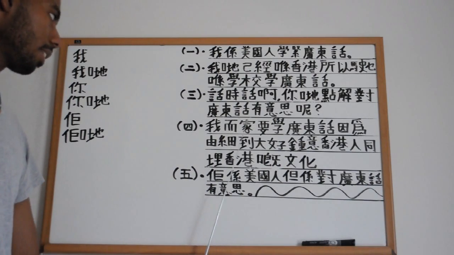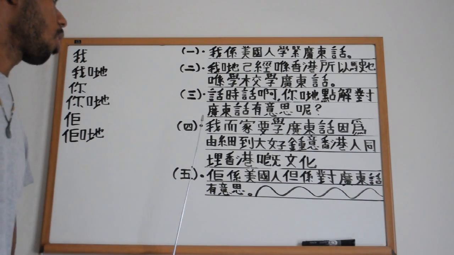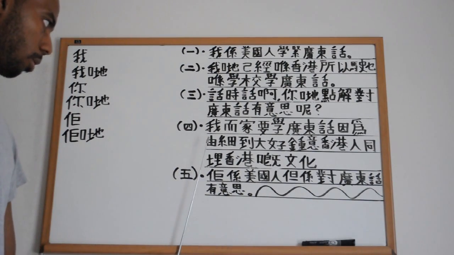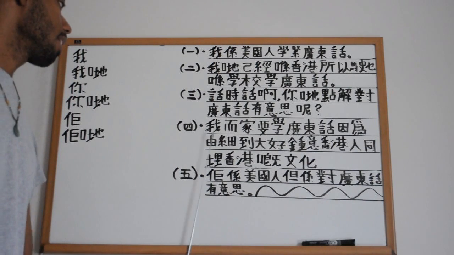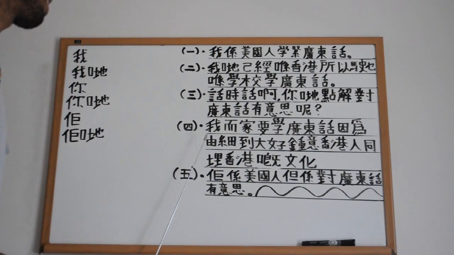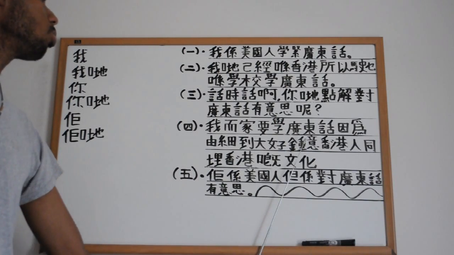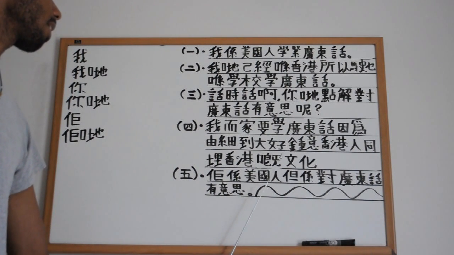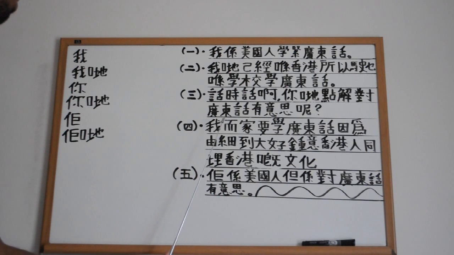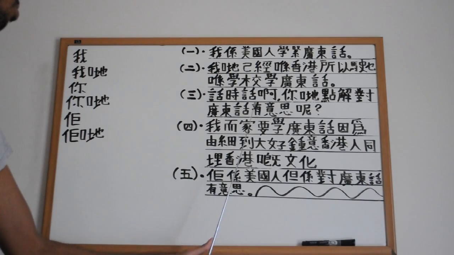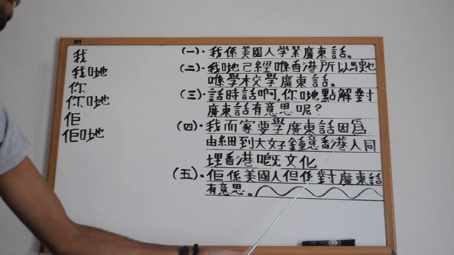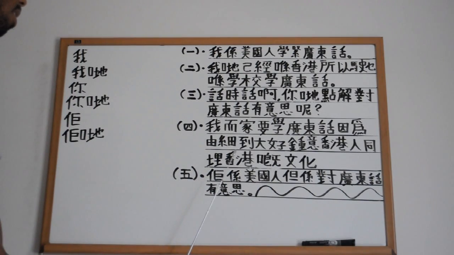我而家 sorry. 我而家要學廣東話，因為由細到大好鍾意香港人同埋香港嘅文化. Alright, so we use all here for me, I. Now I want to study Cantonese because ever since I was a child, I really like the Cantonese people and the culture of Hong Kong.